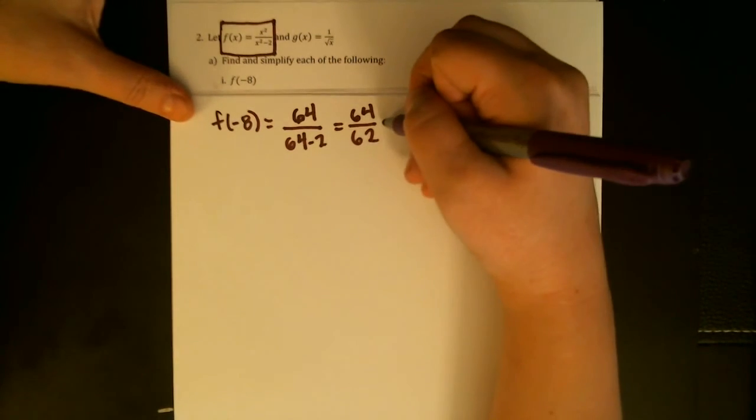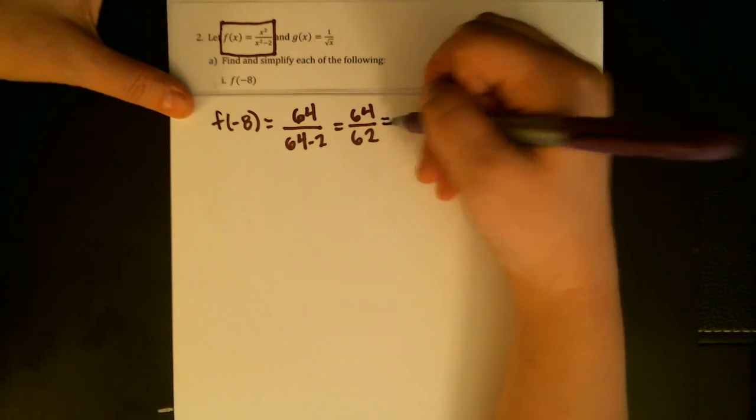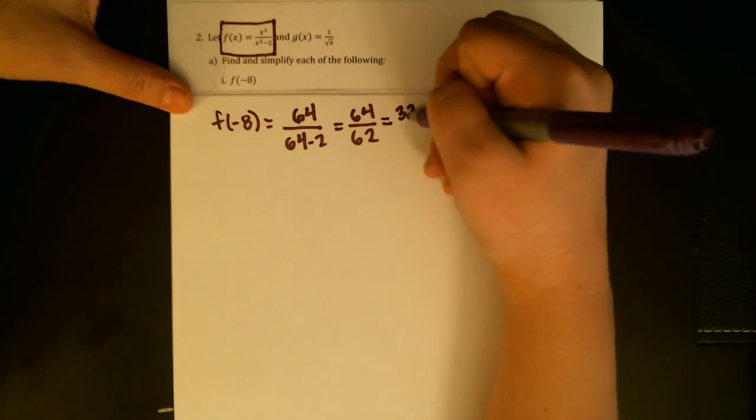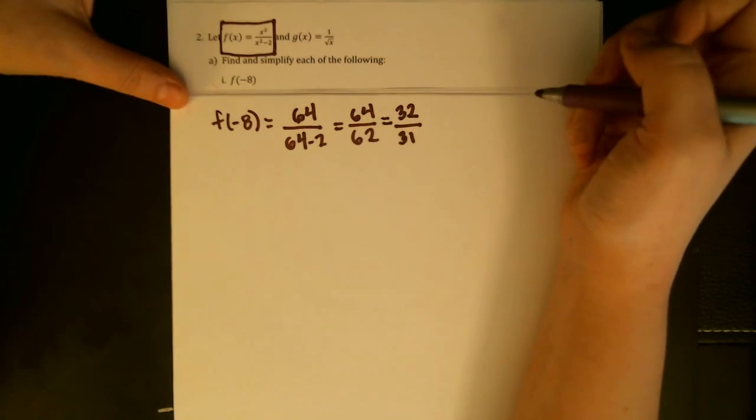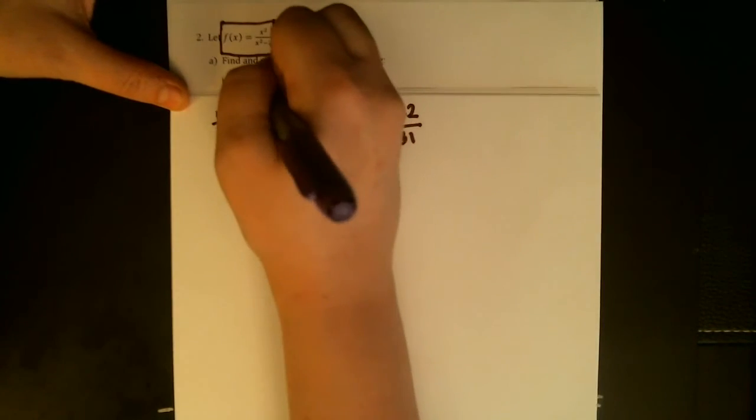And we can reduce that. We can definitely cut it in half. Let's see if we can work our way up there. 32 over 31. Oh, actually, I think that's about good. Okay, so I would say my answer here is 32 over 31.